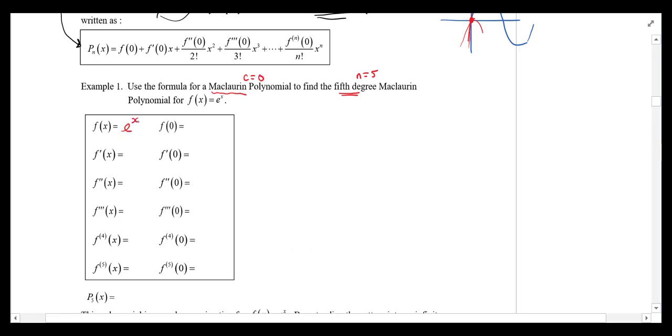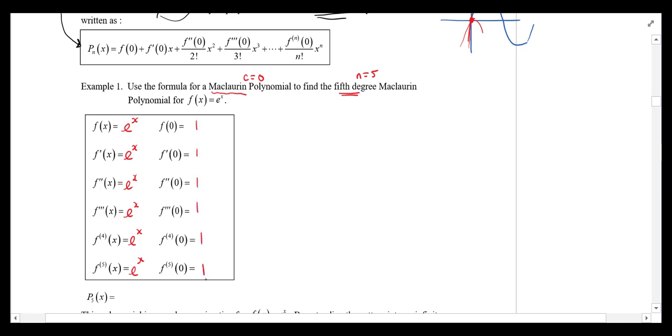I'm going to begin by actually taking the derivatives, and not just the first derivative, which is just e to the x, but the second derivative, e to the x, the third derivative, e to the x, and I want the fourth derivative, e to the x, and the fifth derivative, e to the x. This will be the easiest one you've done ever, okay? And now I'm going to ask you to evaluate. So f of 0, just plug in 0. So that, of course, is equal to 1, 1, 1, 1, 1.